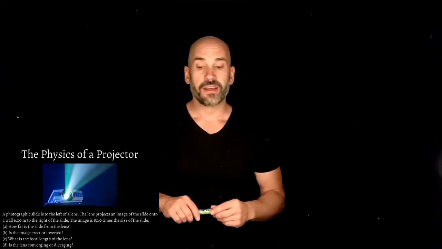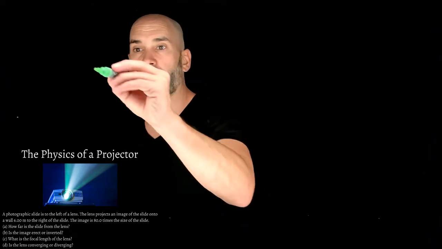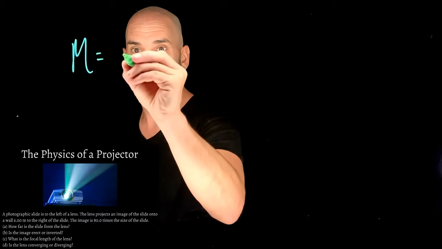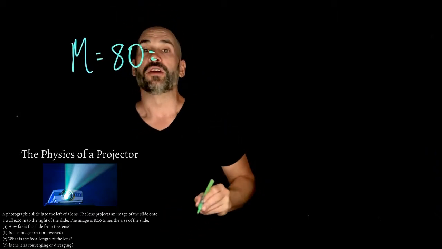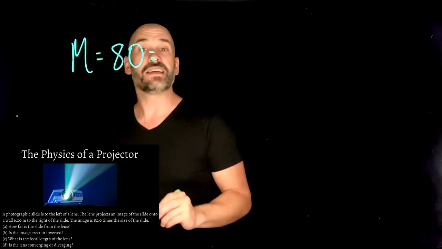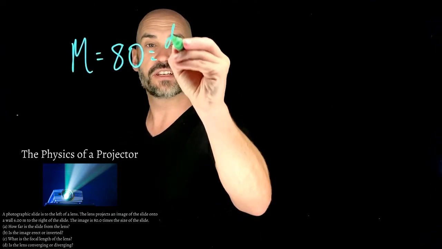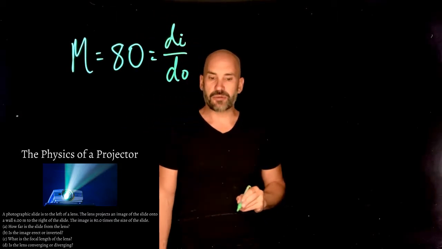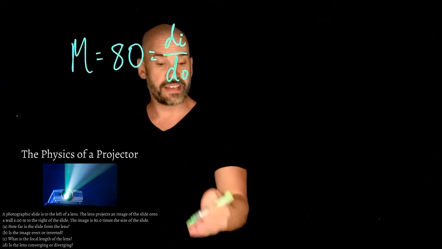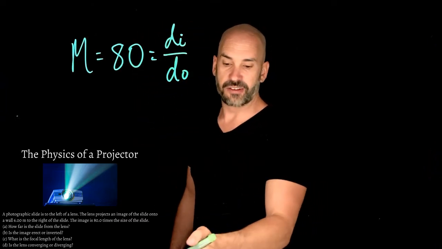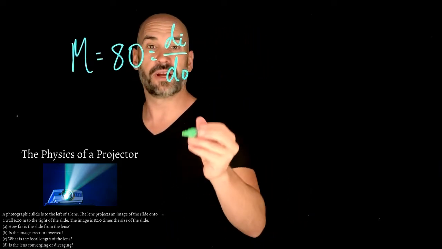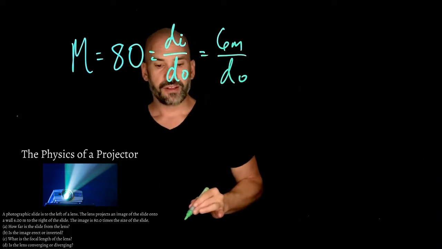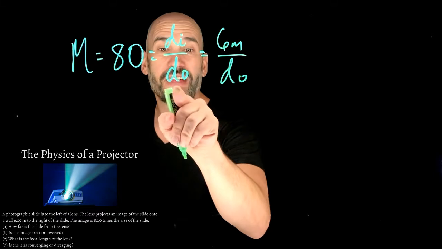Okay, so we already know from this problem that the M factor, the magnification factor, is 80. We also know that this M factor is the image distance divided by the object distance, right? Now it says that the lens projects an image of the slide onto the wall 6 meters to the right. So that's the image distance, right? So the image distance must be 6 meters. So how far is the slide from the lens? Well, that's the object distance.